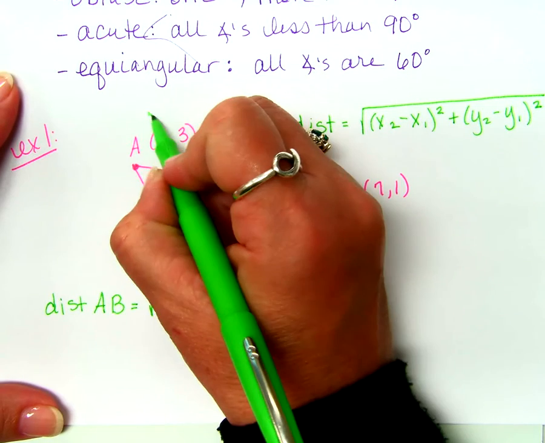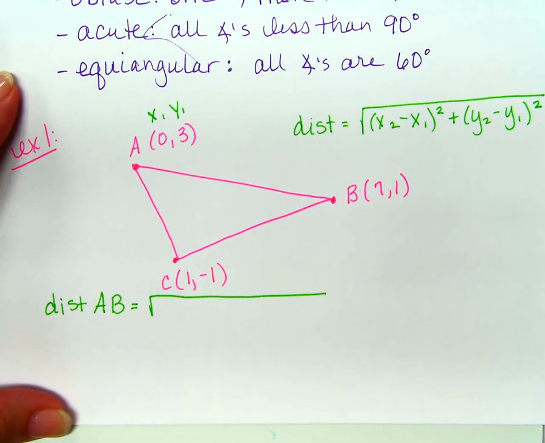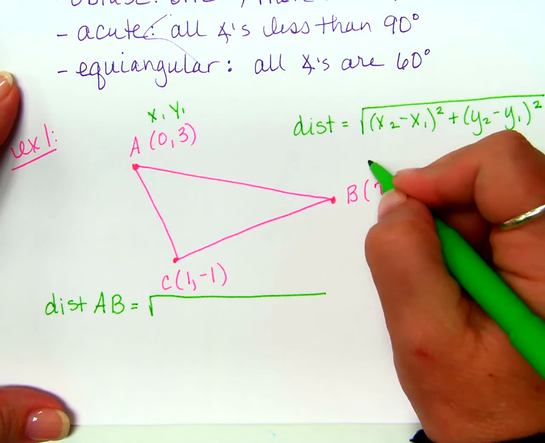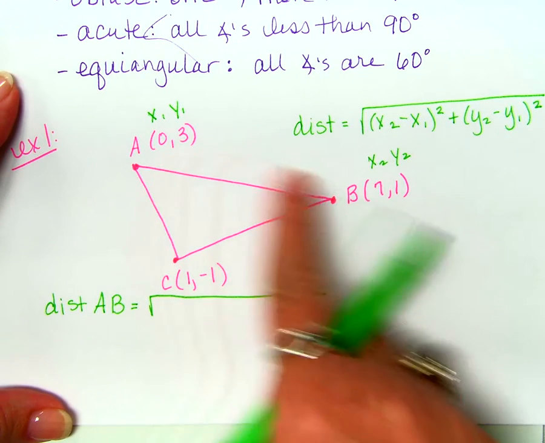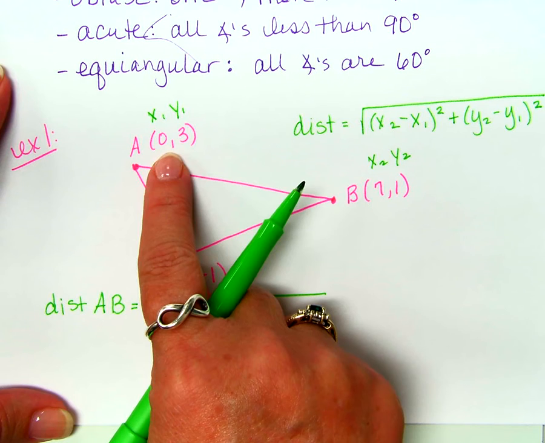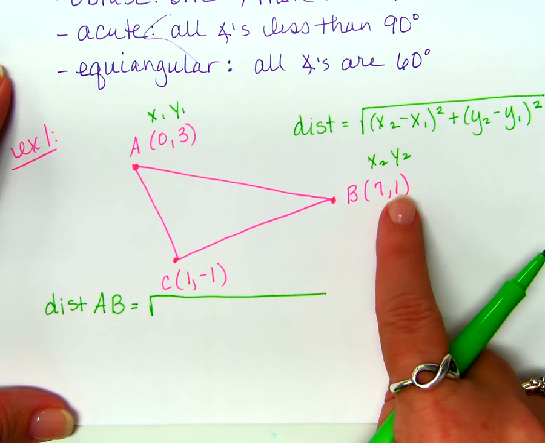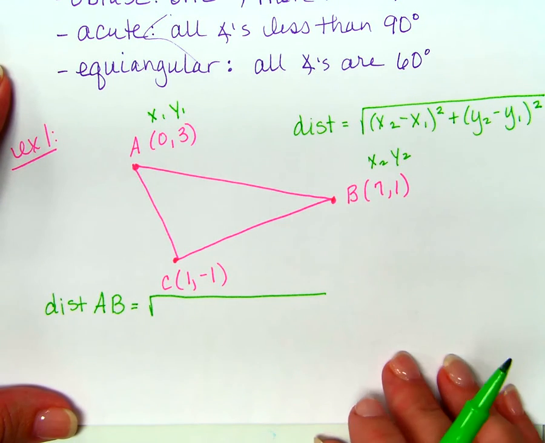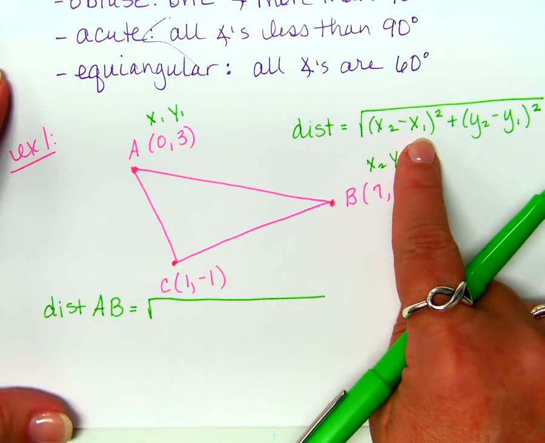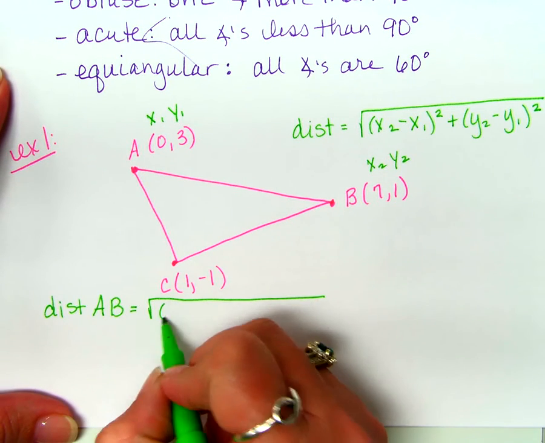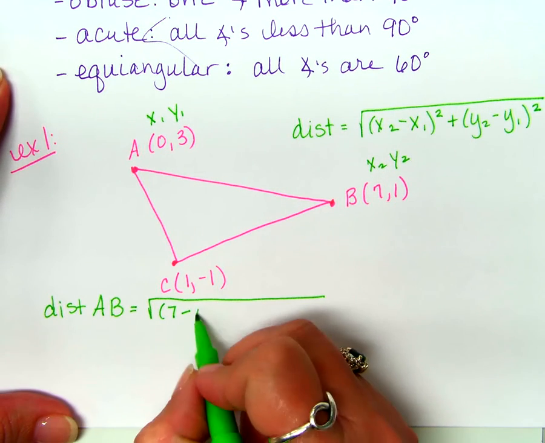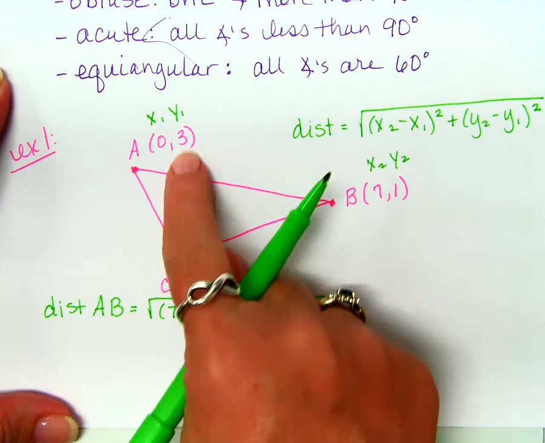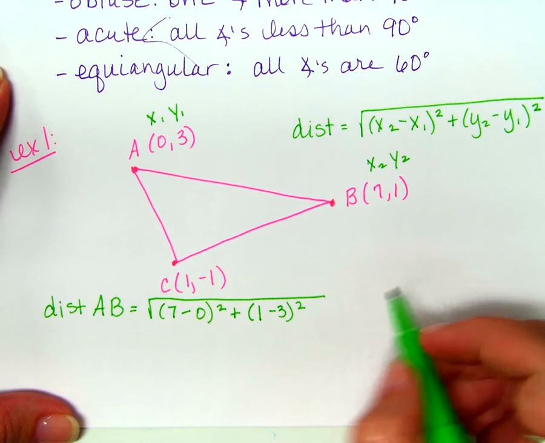x1, y1. So I'm going to label that so we use it correctly. If this is x1, y1, what's this? x2, y2, right? Would it matter which one of these I chose to be x1, y1? Like this one could be x1, y1 and this one could be x2, y2? Yeah, absolutely, right? So let's fill out our distance formula. x2 minus x1. So x2 is 7 minus x1 is 0 squared plus y2 is 1 minus 3 squared.